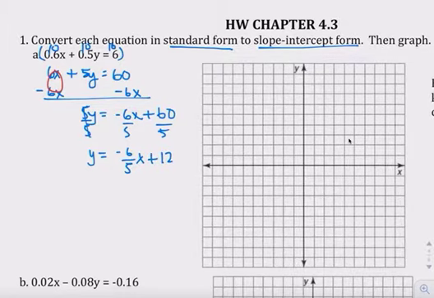So 12 is 1, 2, 3, 4, 5, 6, 7, 8, 9, 10, 11, 12. So right up here. So you go down 6, 1, 2, 3, 4, 5, 6, right 5, 1, 2, 3, 4, 5. Down 6, right 5. And there goes your line.